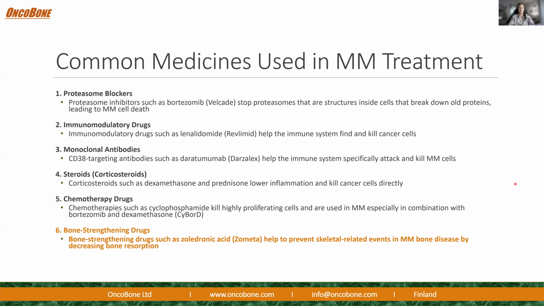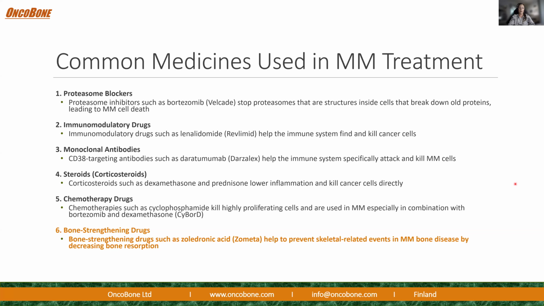So the current treatment options include, for example, proteasome blockers, proteasome inhibitors. One of the most commonly known is called bortezomib. So these are drugs that actually inhibit the proteasome function in the cells. So this leads into accumulation of proteins in the cells, finally leading to multiple myeloma cell death.